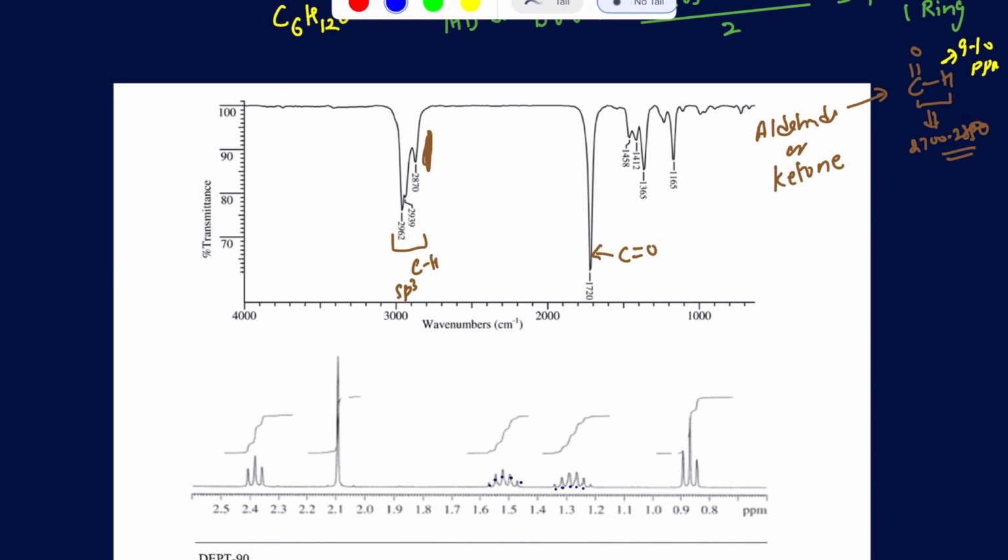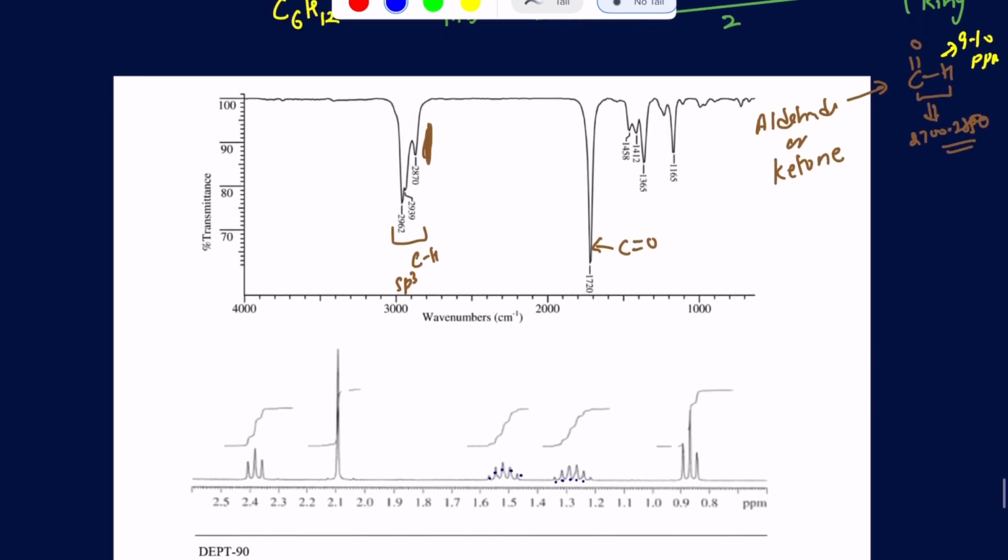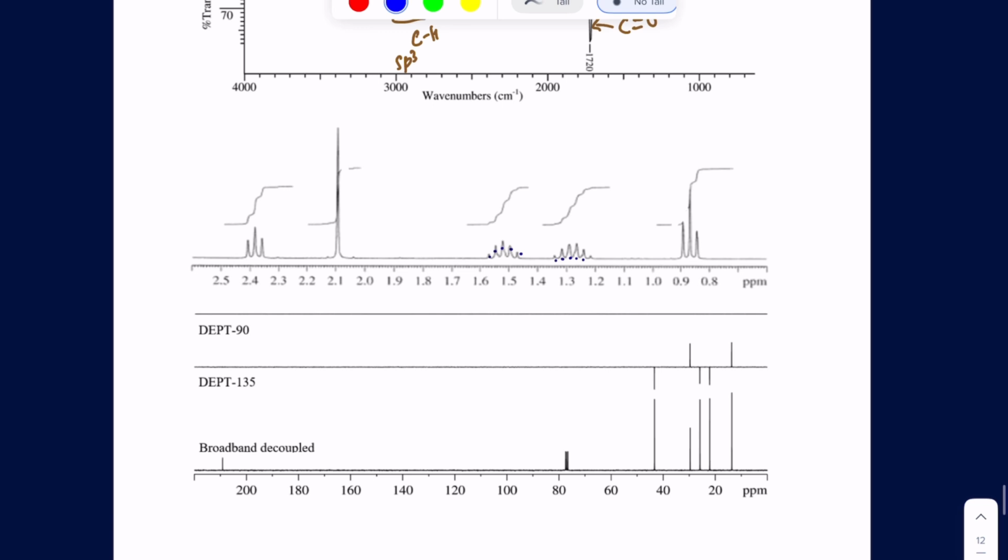Okay, so that gives it away that I have a ketone here, and this is a signal in IR that I can almost bet on as a carbonyl. So that makes it a ketone. Now, what type of ketone? So I got 6 carbons. Let's see what other proof I can get.